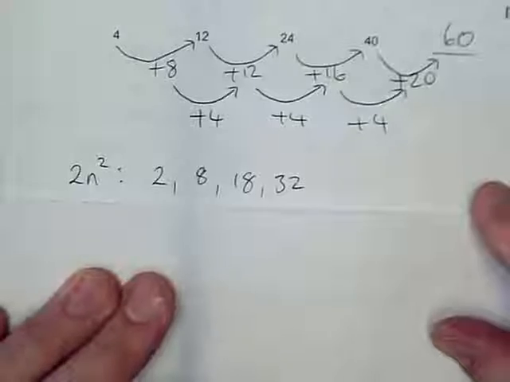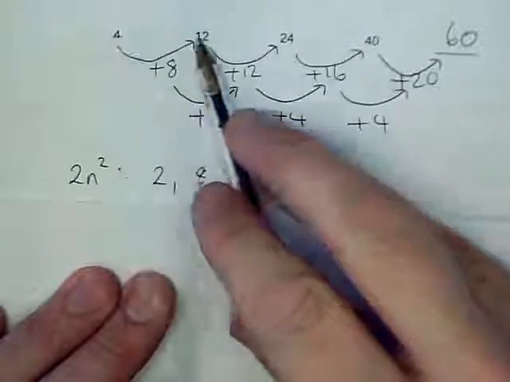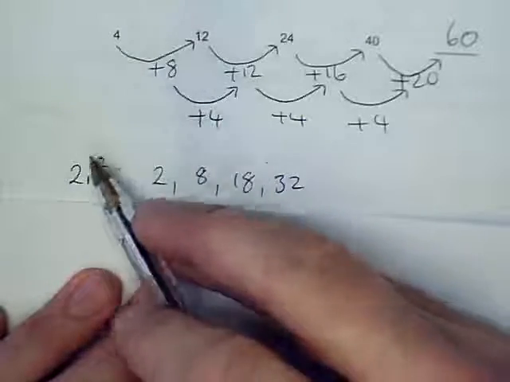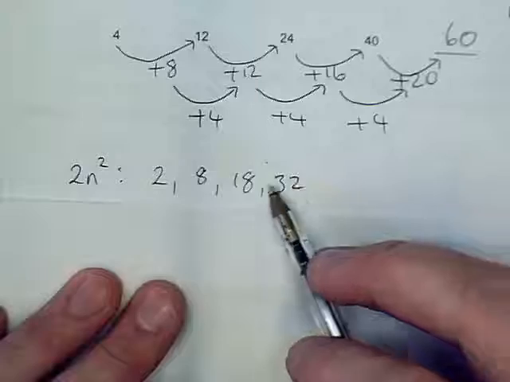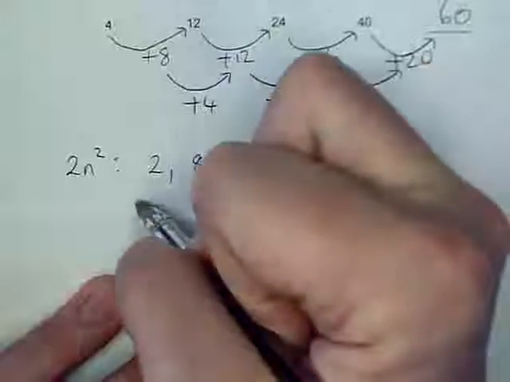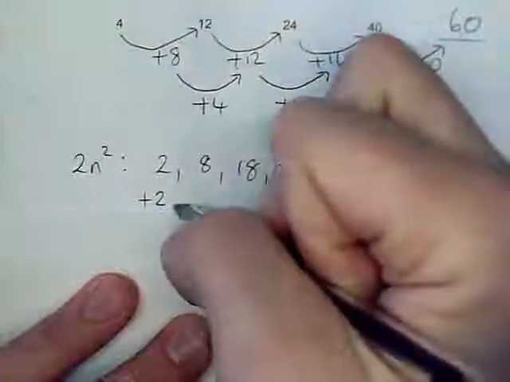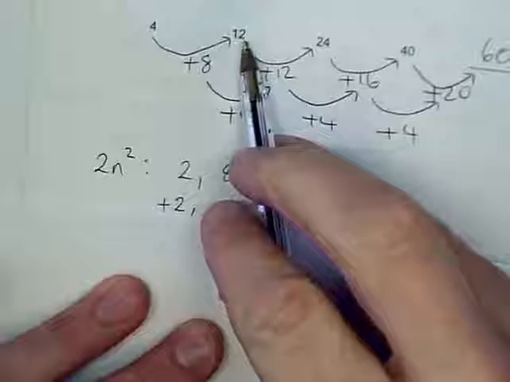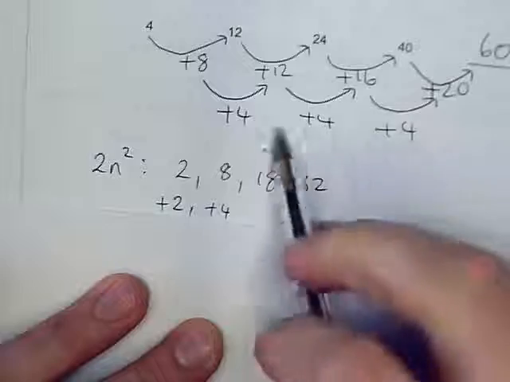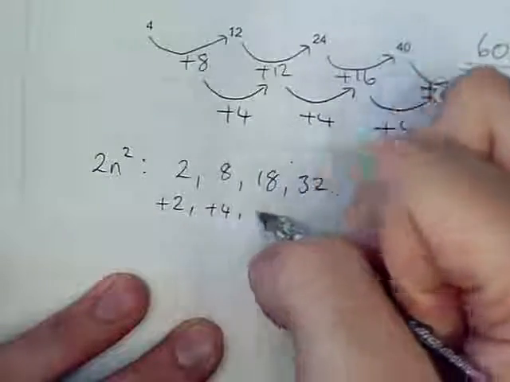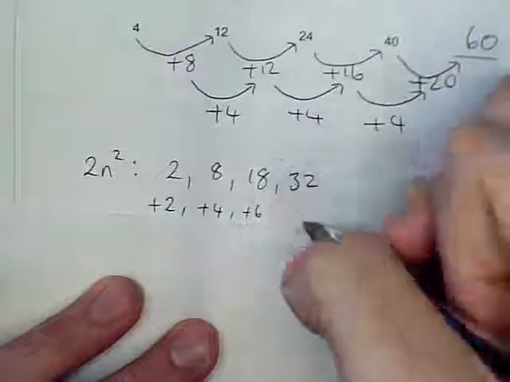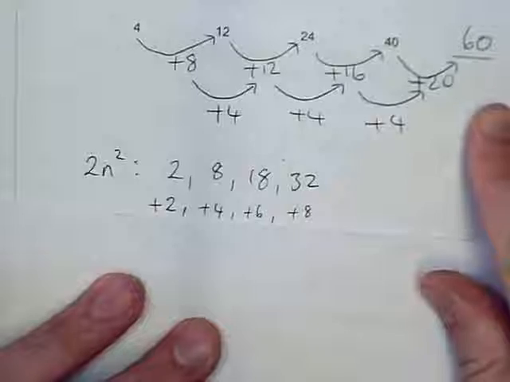Now if we compare what we've just generated with what we actually need, we're not quite there yet. So far, the nth term that we've come up with only generates these numbers, but we don't want 2, we want 4. So I need to actually add on another 2. We don't want 8, we want 12, so I need to add on another 4 to this term. I don't want 18, I want 24, so I need to add on another 6 to this term. And I don't want 32, I want 40, so I need to add on another 8 to this term.